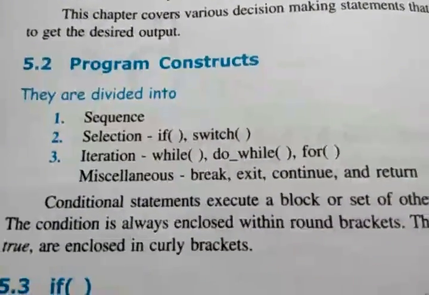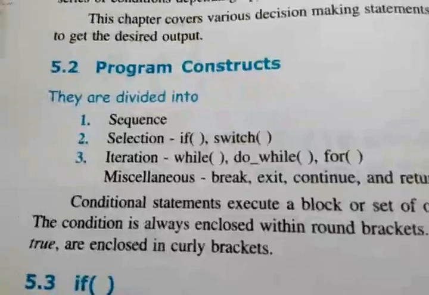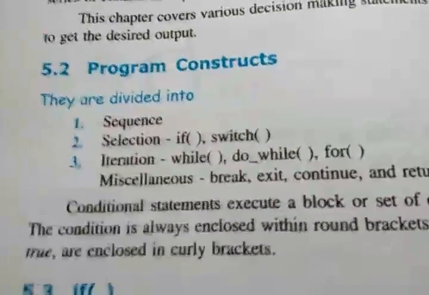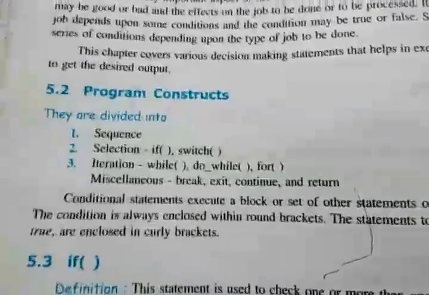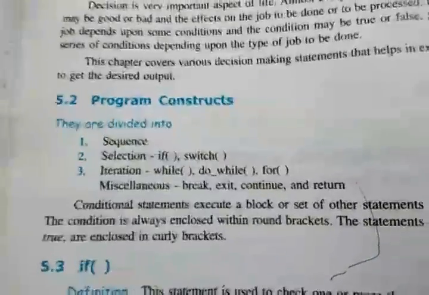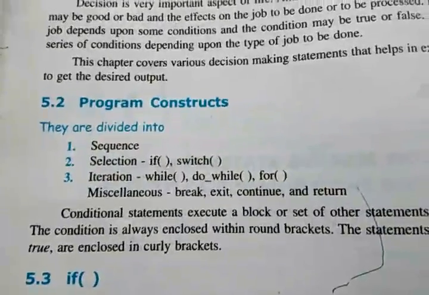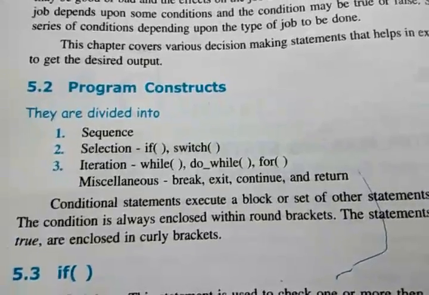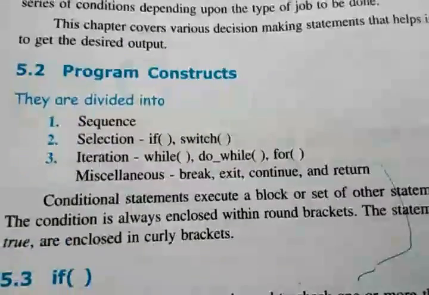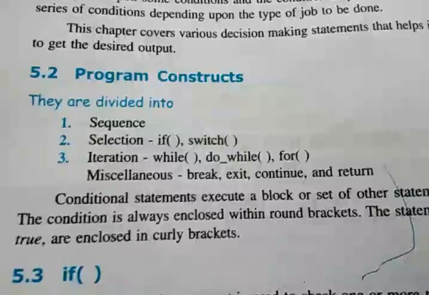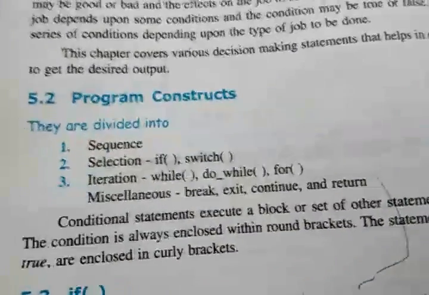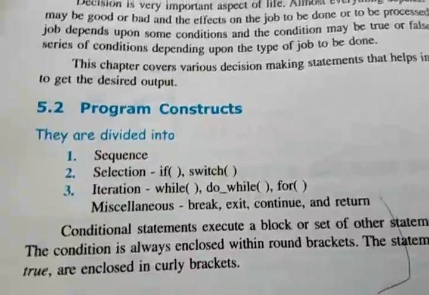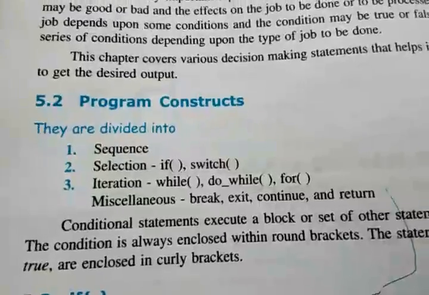So the meaning of decision making here is that there will be at least one condition in your program, and there may be two situations. If the condition is true, then one part of the program will be executed, otherwise the second part will be executed. So here some topics are the program constructs.